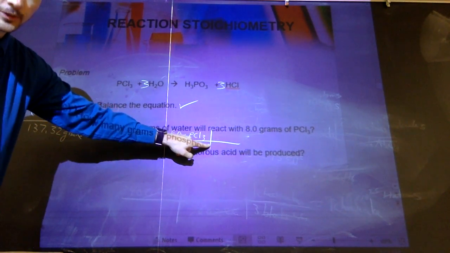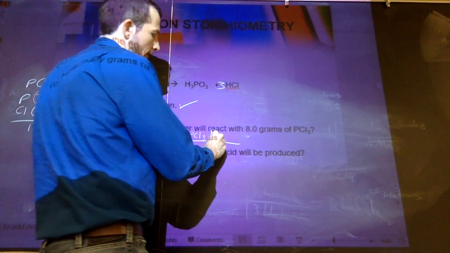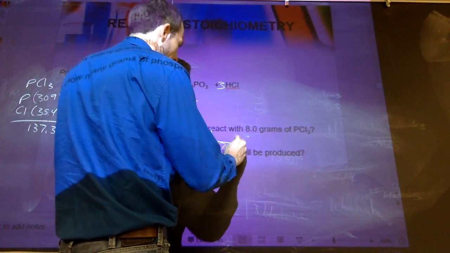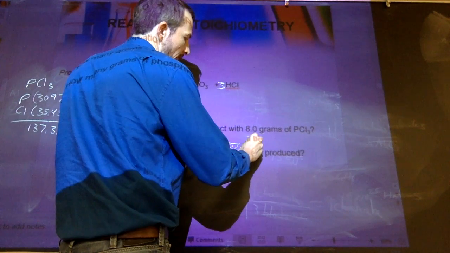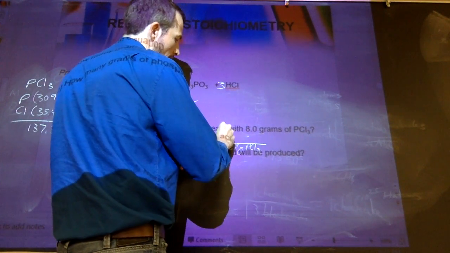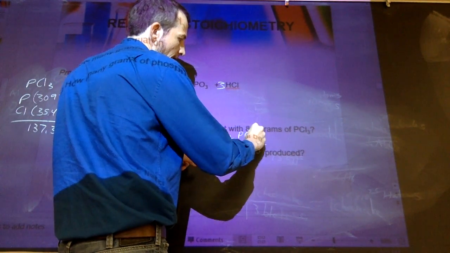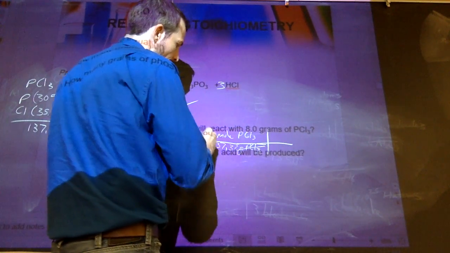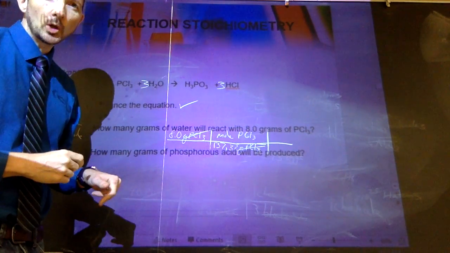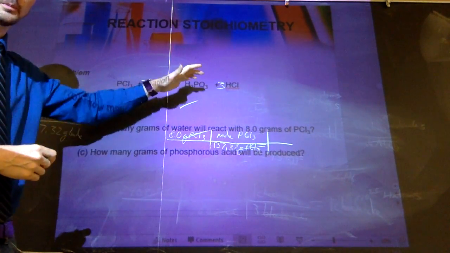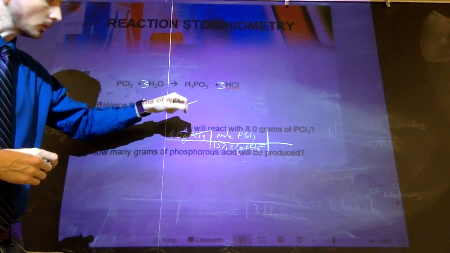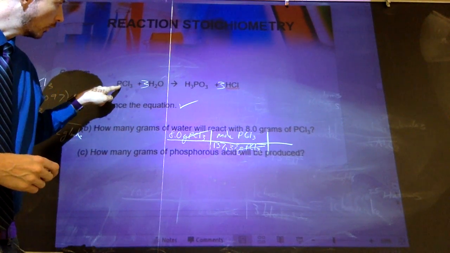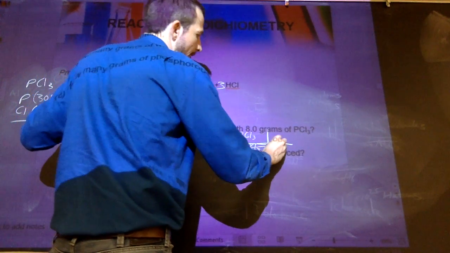So I come over here, I'm going to use that conversion factor. So 137.32 grams PCl3 and mole PCl3. So now I have moles. Now I can go from one compound to another compound using my balanced equation. So 1 mole PCl3.